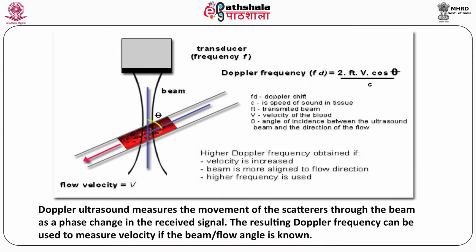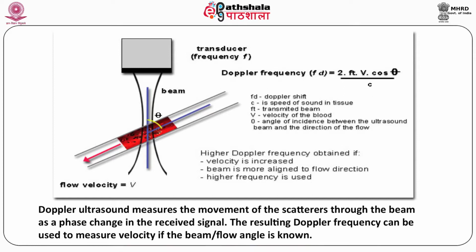So Doppler shift frequency is equal to 2 into frequency into v cos theta upon velocity of sound wave. As in this figure you can see, the Doppler shift frequency is displayed by this formula. The Doppler shift depends on the angle between the sound beam and the direction of blood flow. If the angle is equal to 0, then the Doppler shift is maximum, because cos 0 is 1.